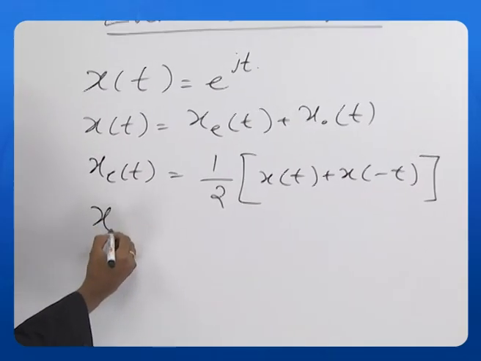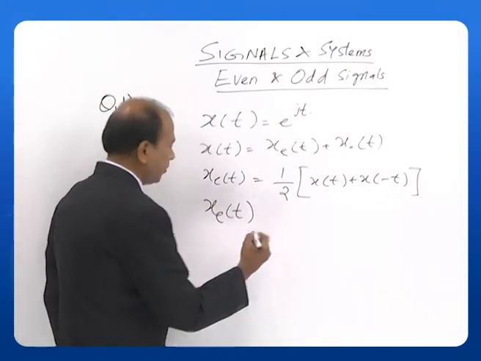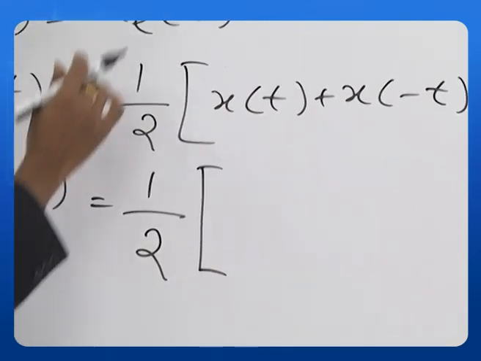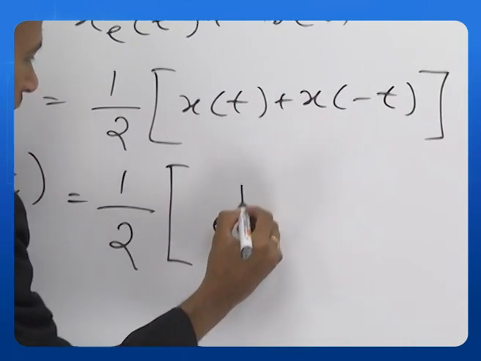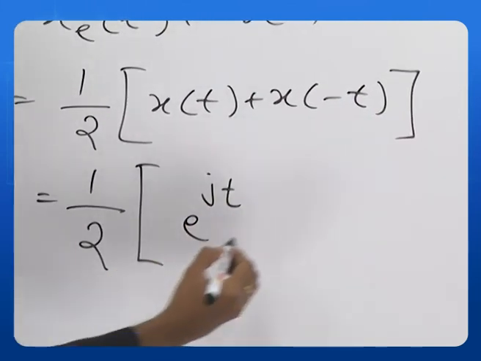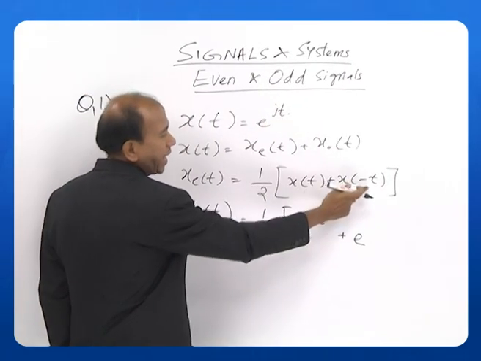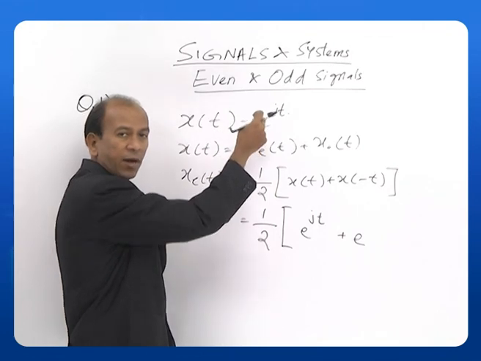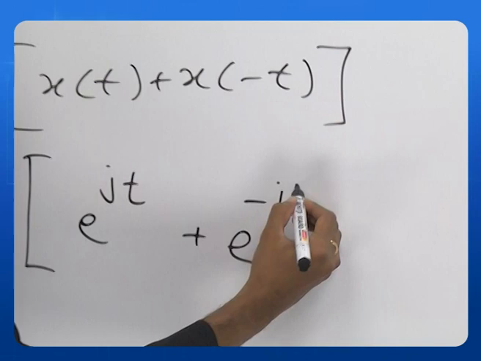Now xe of t is equal to half of, what is our x of t? Our x of t is e to the power of jt. So e to the power of jt plus e to the power of, now here we are saying it is minus t. So t has to be made negative. That means I have to make this negative. So this will become minus jt.